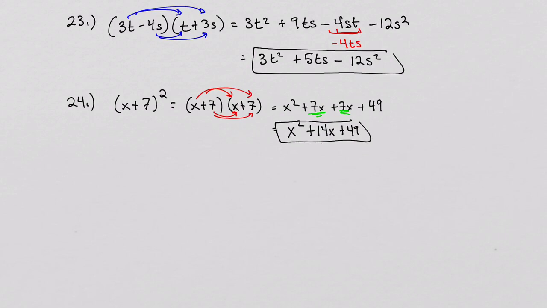So yes, please don't make the mistake that many students do. It's not x squared plus 49. You have to FOIL. You have to rewrite it out as x plus 7 times x plus 7 and FOIL.